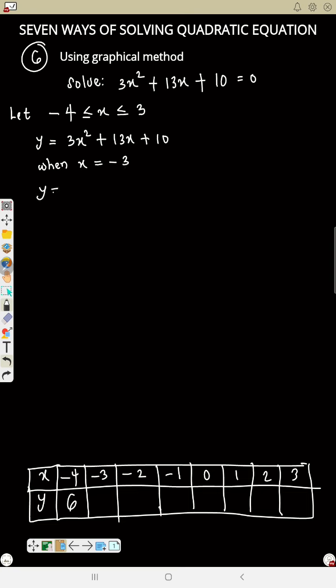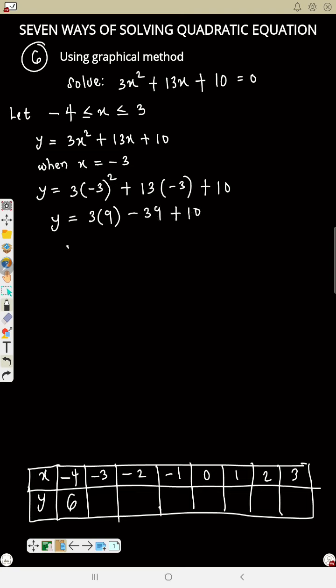So y is equal to 3(-3)² + 13(-3) + 10. So y is equal to 3(9) - 39 + 10. Y equals 3 times 9, 27 - 39 + 10. Y equals 37 - 39 - 2. So y will be -2.